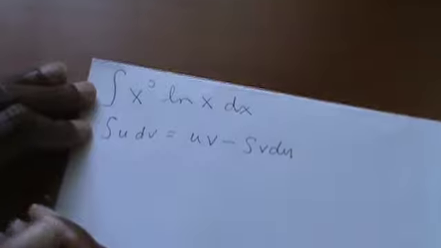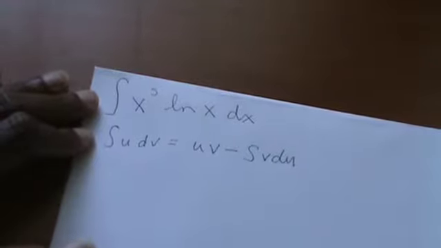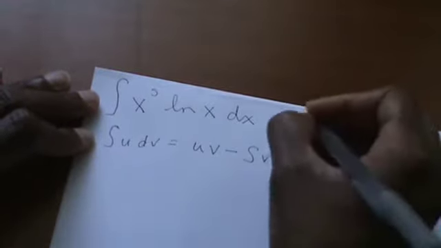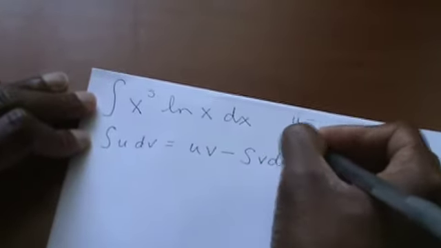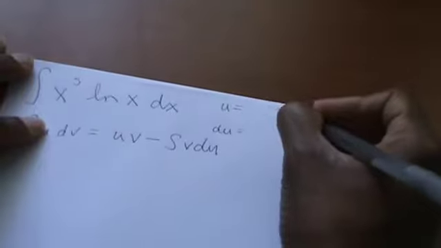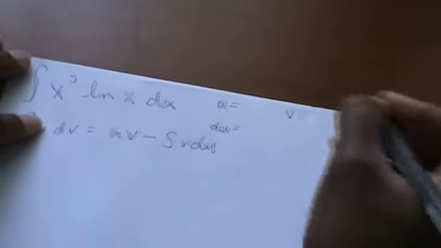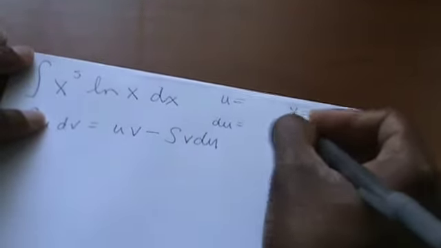So, let's see. I'm going to go over here and set up my table. My u equals, my du equals, then over here, my v equals, and my dv equals.